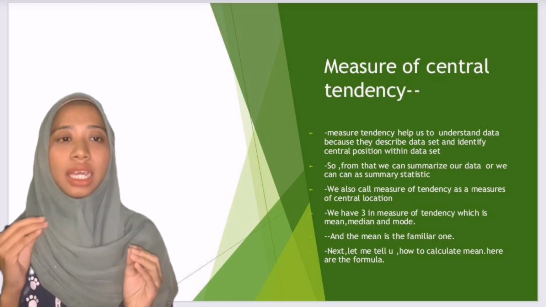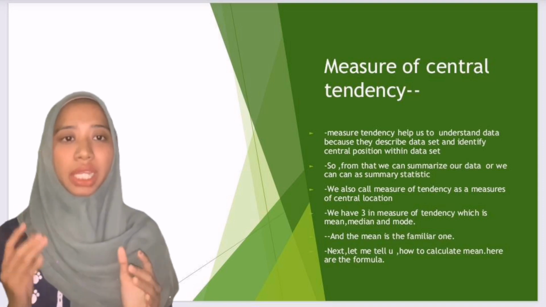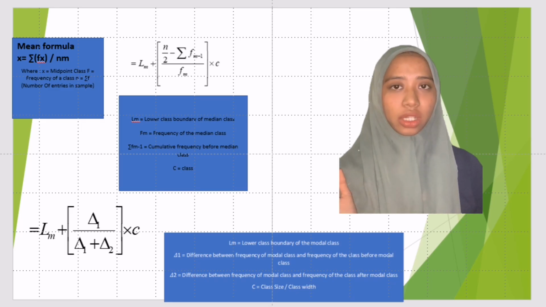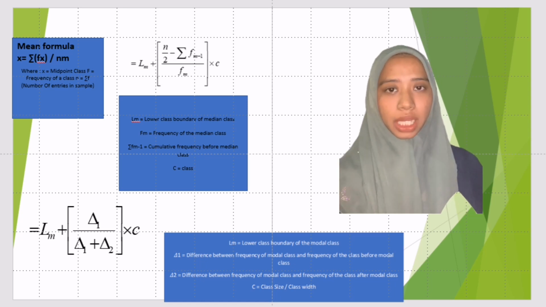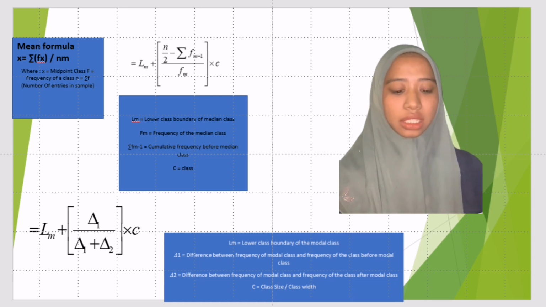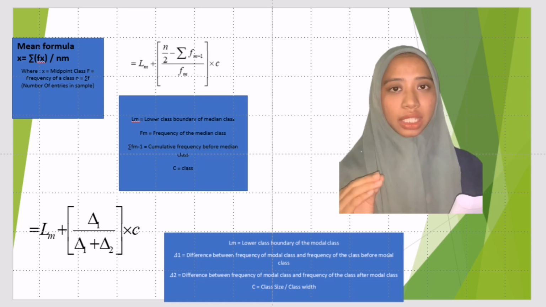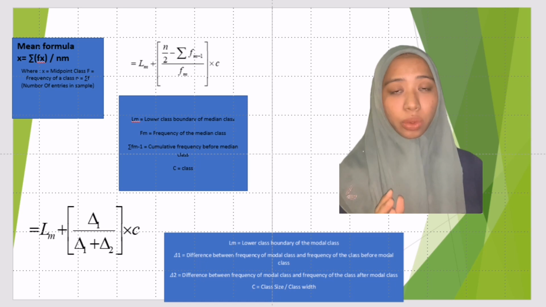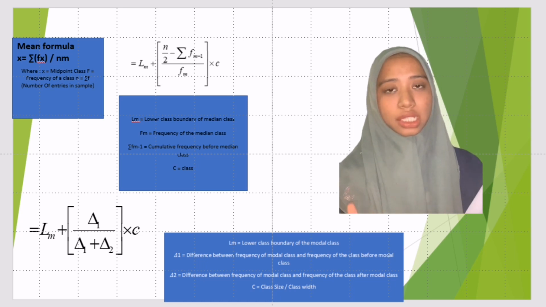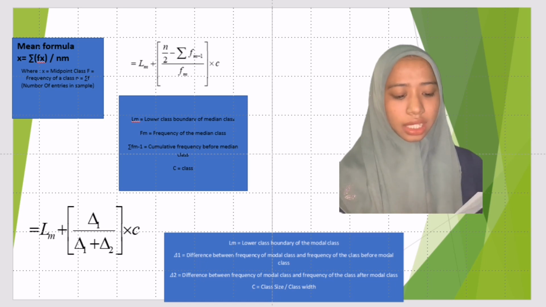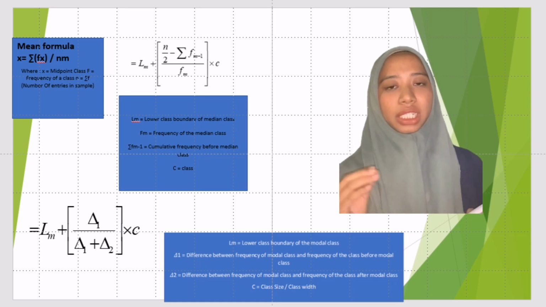Next, let me tell you how to calculate mean. You can see the formula of mean is here. Frequency multiply midpoint and divided by sample, and from that we got the result from data 1 and data 2. In data 1, we got 31.46 as a mean and 39 as a mean in data 2.